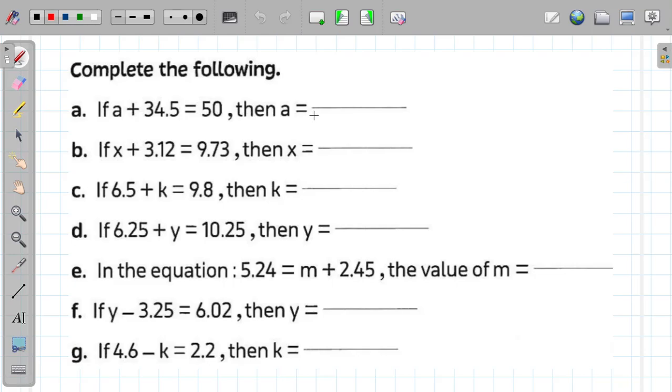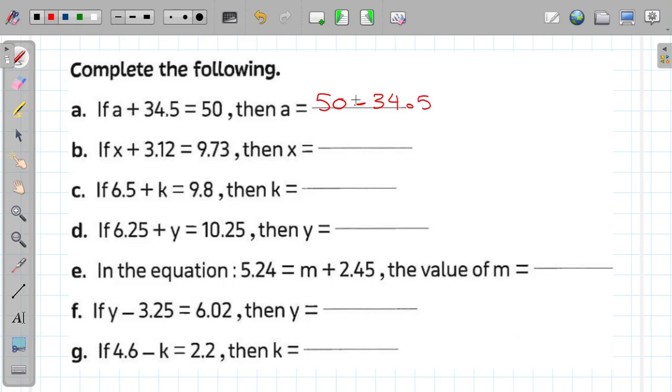Next, I have equations like this. So the first one here is: if a plus 34.5 equals 50, then a equals what? He did not select any way to solve the equation, so I will use any method to find the value of a. Maybe I will use the inverse operation. So I will send this 34.5 to the other side with the subtraction operation. So a equals 50 minus 34.5.